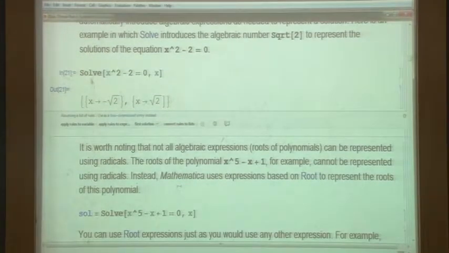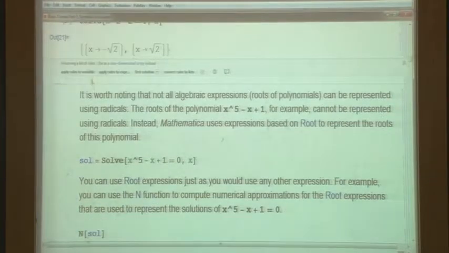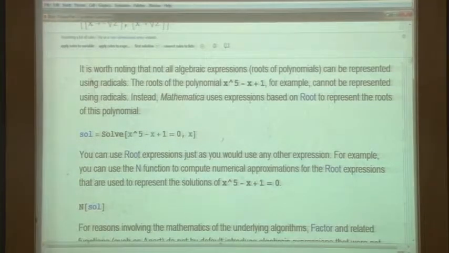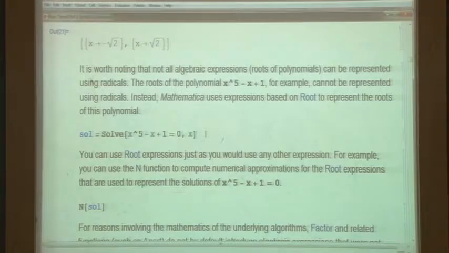So it's worth noting that non-algebraic expressions can be represented using radicals. Yeah, we already know that, right? Who was the guy who proved this historically? Anybody knows? Anybody from MIPA here? MIPA? No MIPA?